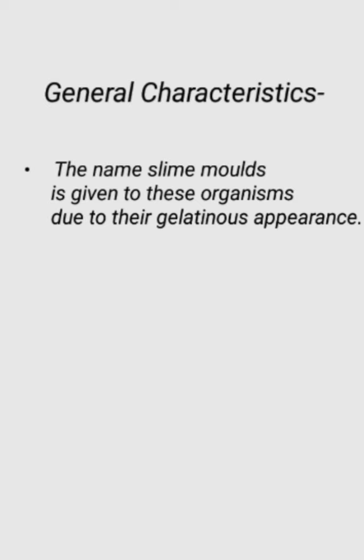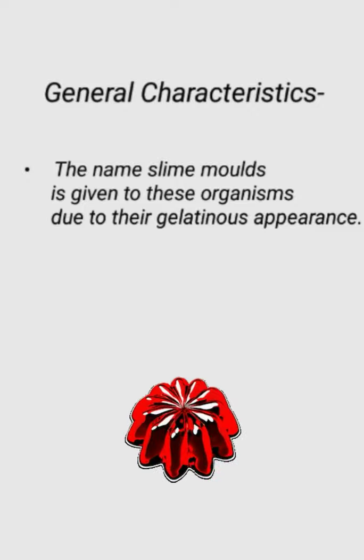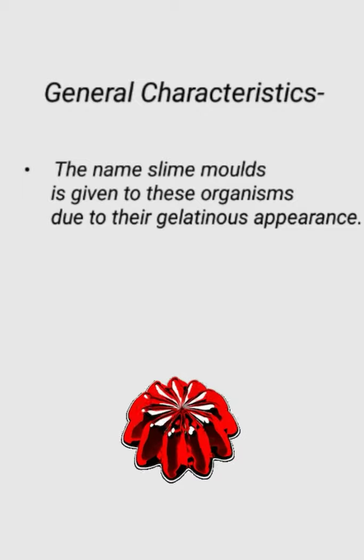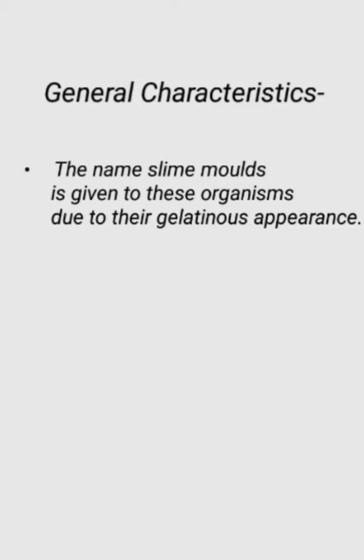The name slime molds is given to these organisms due to their gelatinous appearance. In some part of their life cycle, they have a gelatinous appearance, that is, a slippery, or we can say a moist appearance, and that is why these organisms are called slime molds.